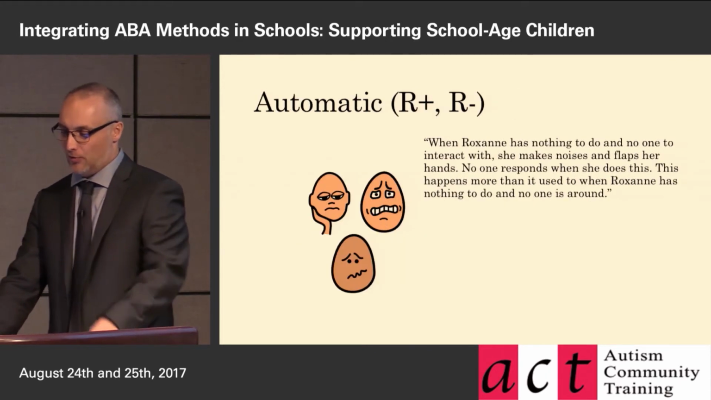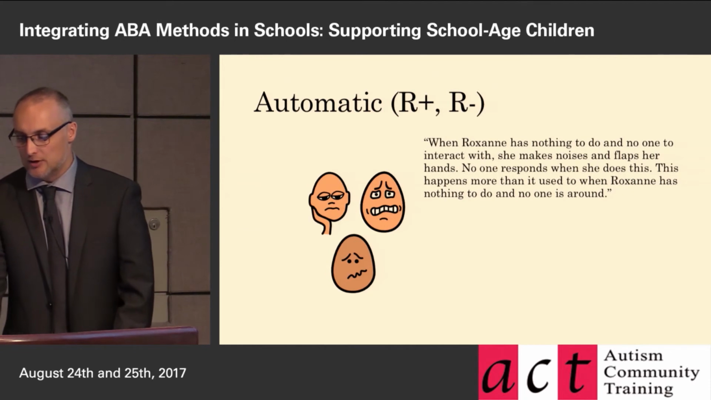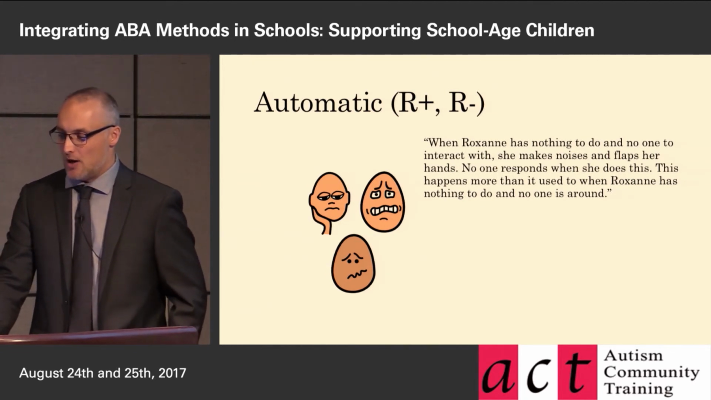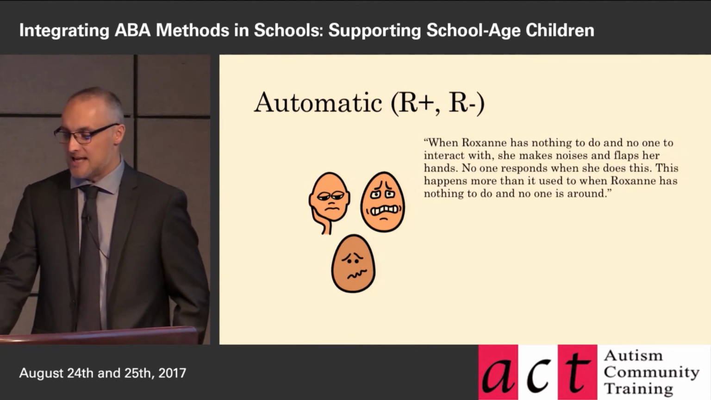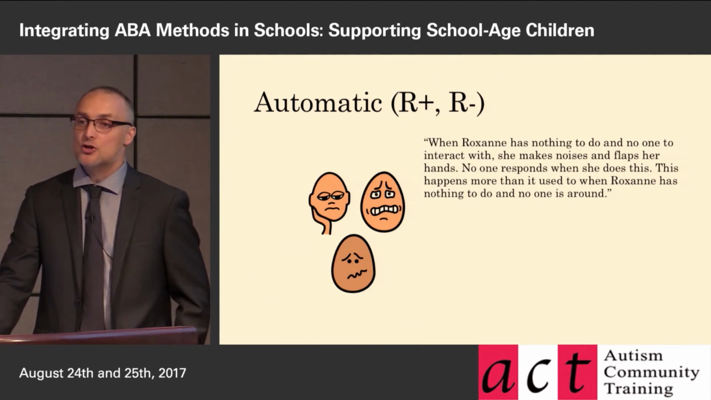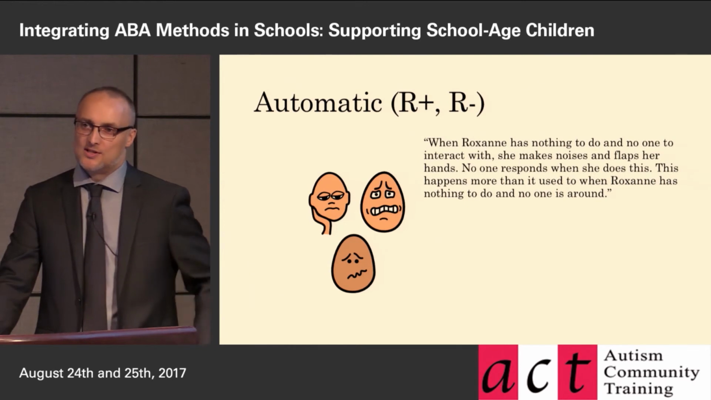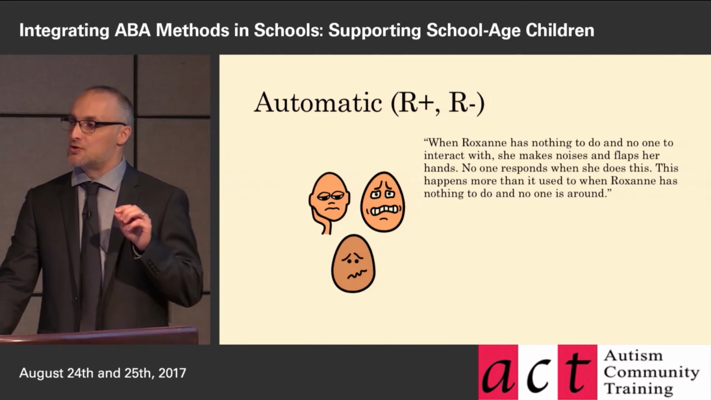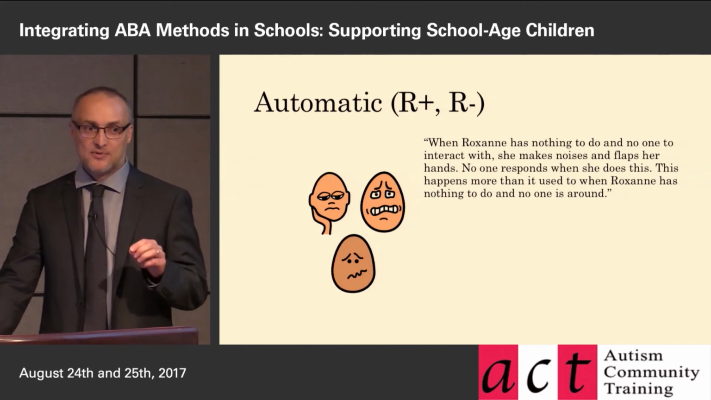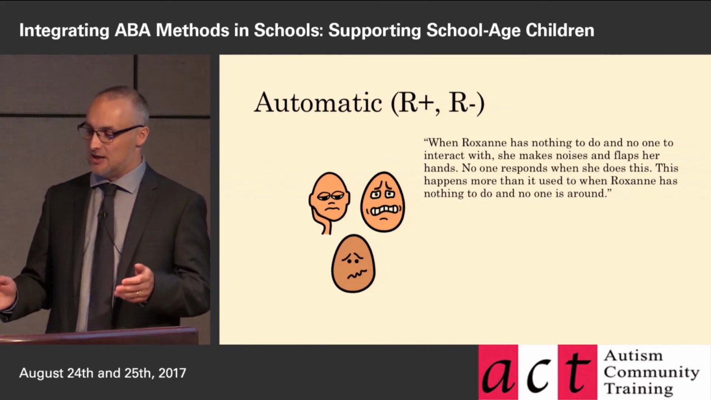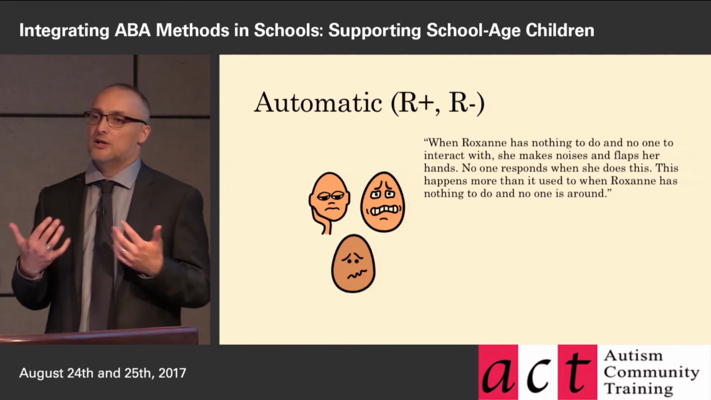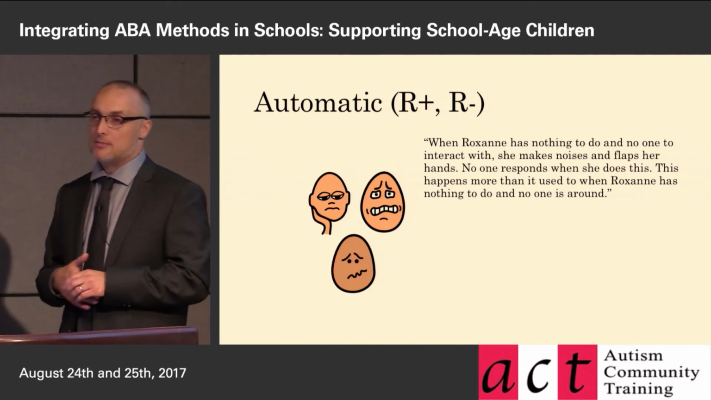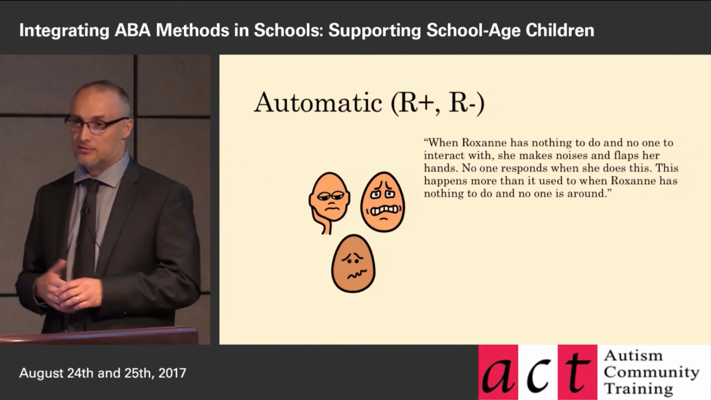And then automatic reinforcement. When Roxanne has nothing to do and no one to interact with, she makes noises and flaps her hand. No one responds when she does this. This happens more than it used to when she has nothing to do and no one is around. So this is making it really clear in the wording here that there are no demands to be escaping from. There are no sources of attention available. In the absence of those things, she's engaging in making the noises simply because it feels good in her nervous system. She's filling that void. And that's maintained by automatic reinforcement, probably automatic positive reinforcement.